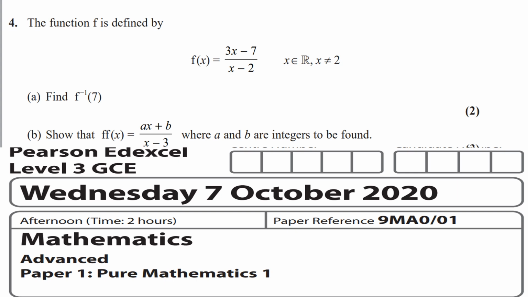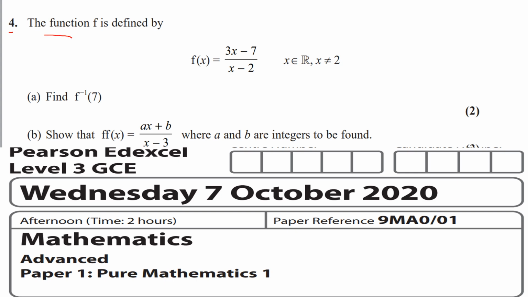Okay, guys, so we're revising inverse functions and composite functions for your upcoming Paper 1 exam on Tuesday, the 4th of June, 2024, for students in the UK. This is question number 4. Pause the video and give it a go if you can.